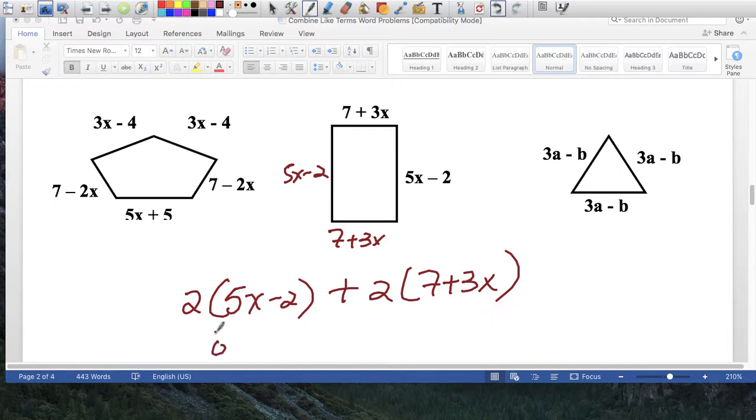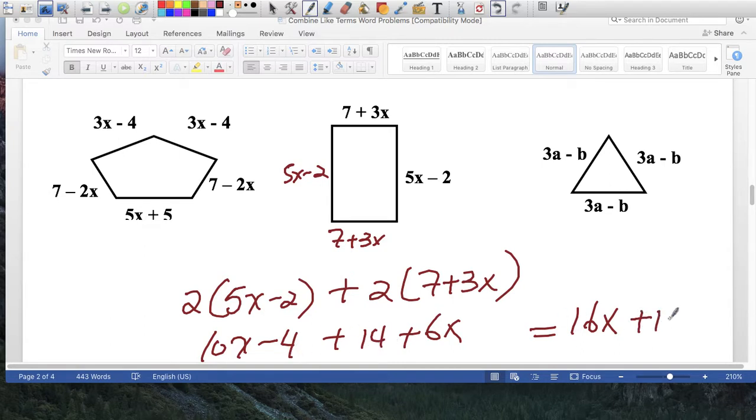So this is going to give me 10x minus 4 plus 14 plus 2 times 3 is 6x. Combine like terms: the 10x and the plus 6x gives me 16x. And negative 4 plus 14, there's more positive, and that's going to give me positive 10.